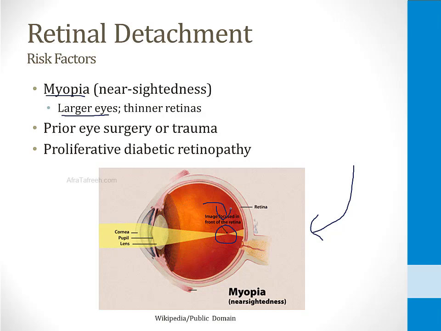When patients have larger eyes, they tend to have slightly thinner retinas, and this sets them up for a retinal detachment. Patients who have had prior eye surgery or trauma are at greater risk for retinal detachment. And then I mentioned before that patients who have proliferative diabetic retinopathy have new blood vessel growth in the retina, and this can be a setup for a retinal detachment.